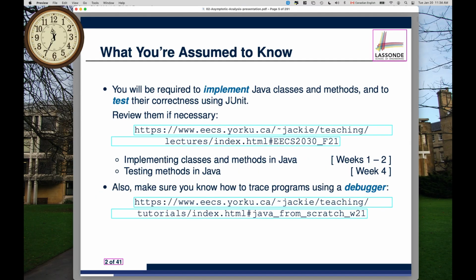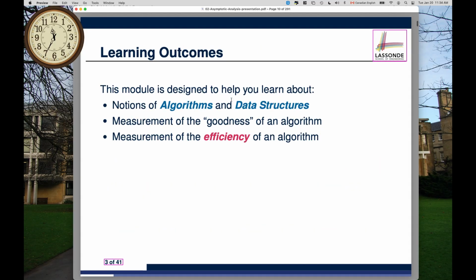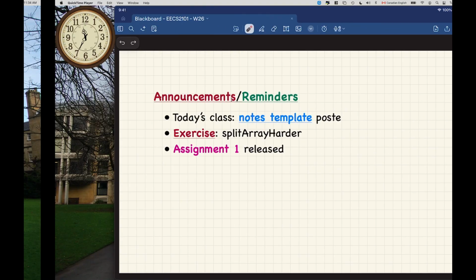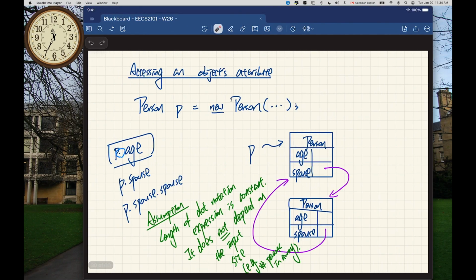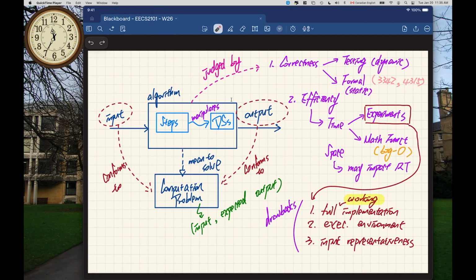So this part here is just about making sure you're familiar with Java and also the debugger, right? When you actually program the linked list and also recursion, you definitely will need the debugger, okay? And then the learning outcomes, that's okay, right? And if you look at the notes from last time, I'll show you this page here. This page is actually very, very important. It clarifies the different terms that you will hear a lot, right?